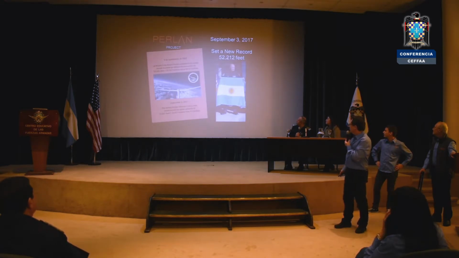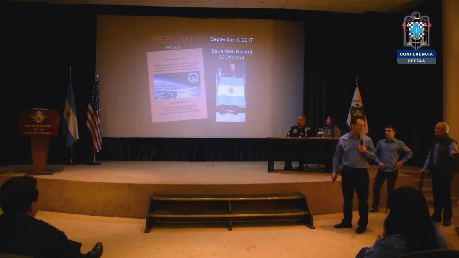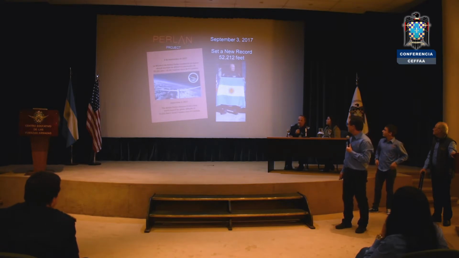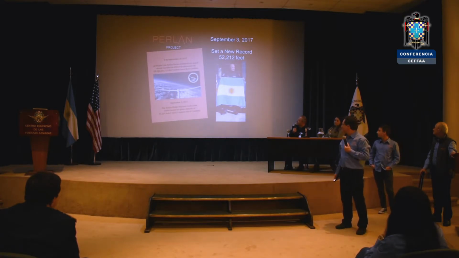So this was the plaque that we made for the airport in Calafate, commemorating the record from last year. And that's Cholo again, the pilot, with the Argentine flag.